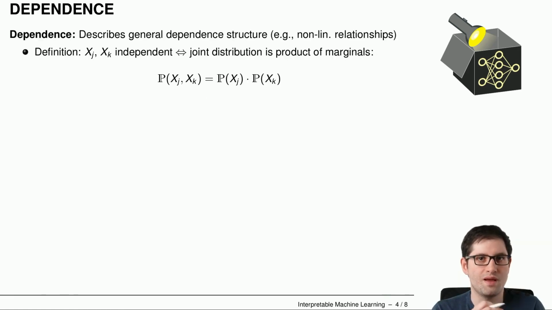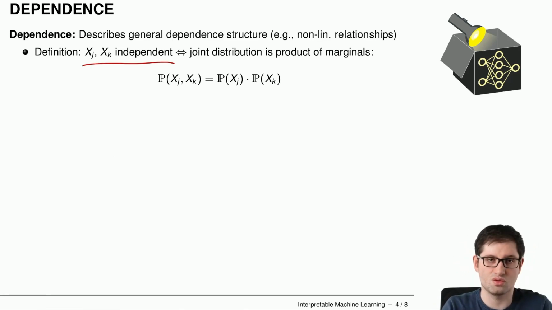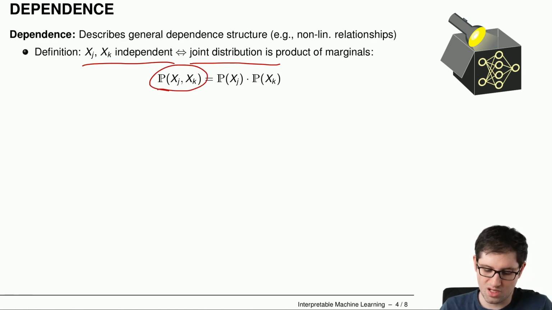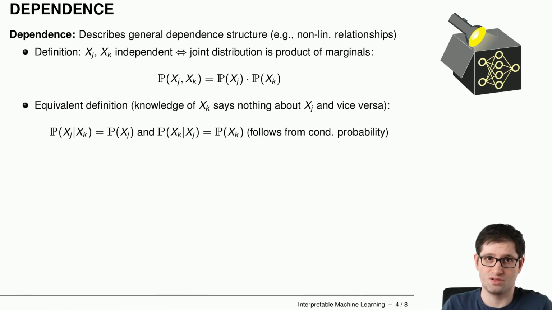Dependencies tell us something about the nonlinear relationship. For example, we look at the definition of the so-called independence of two random variables. In that case, the joint distribution would be the product of the two marginals, meaning that the joint distribution of xj and xk can be written as the product of the two marginal distributions.